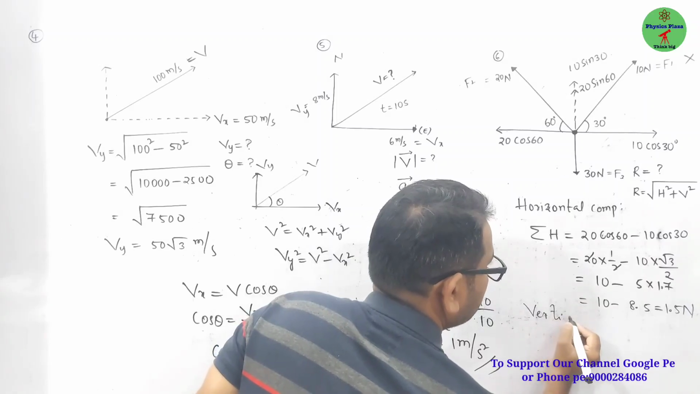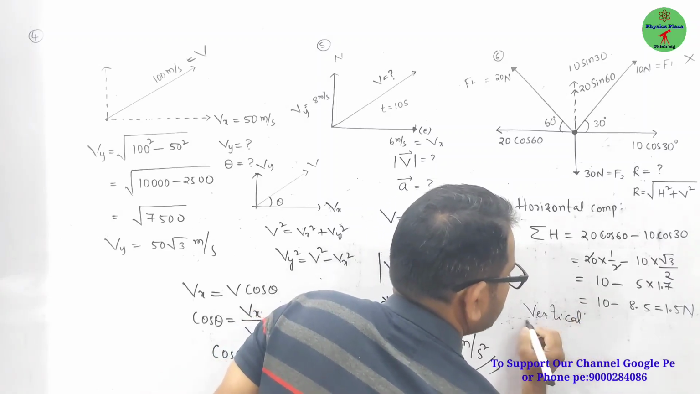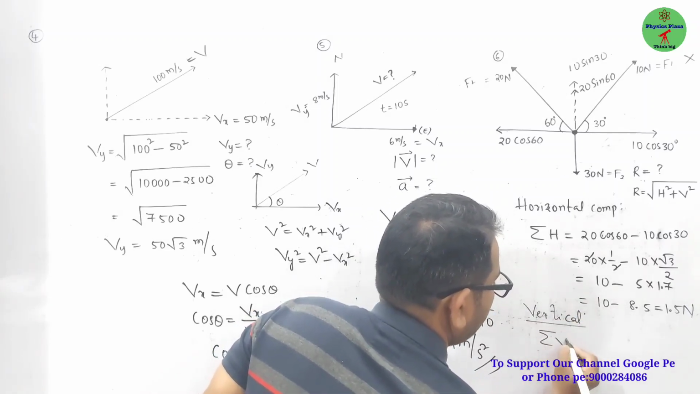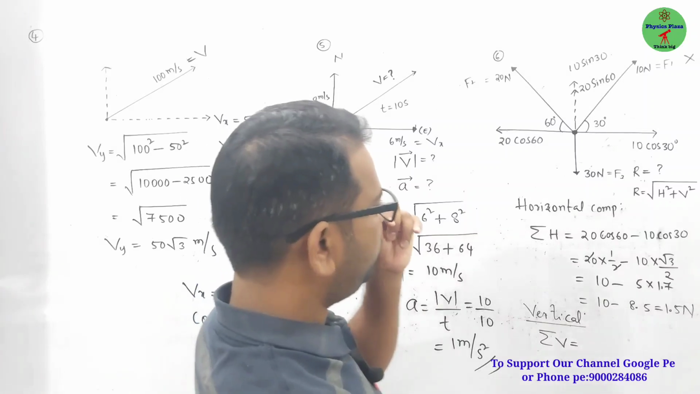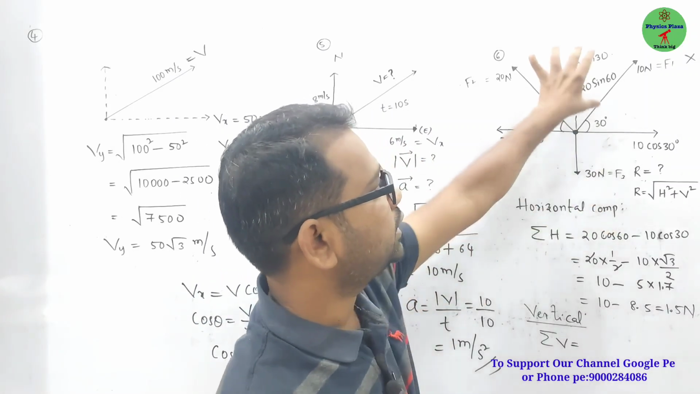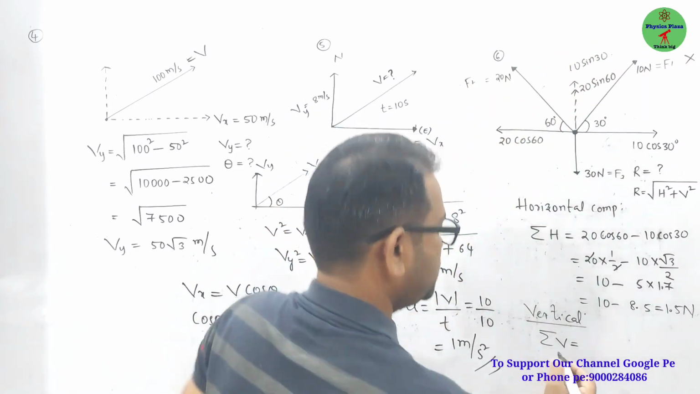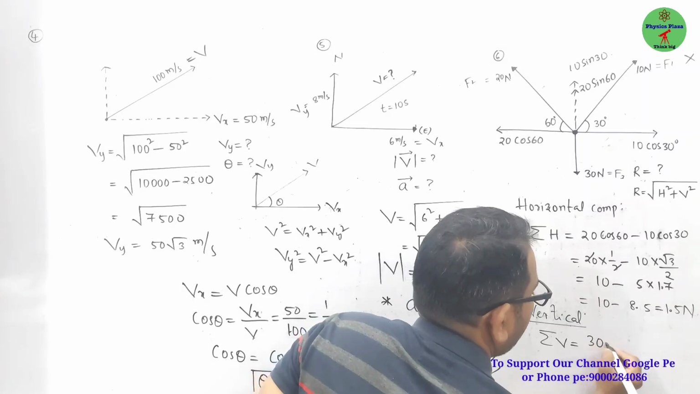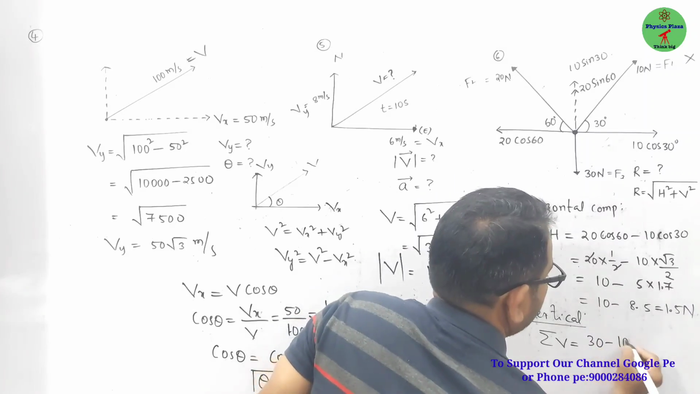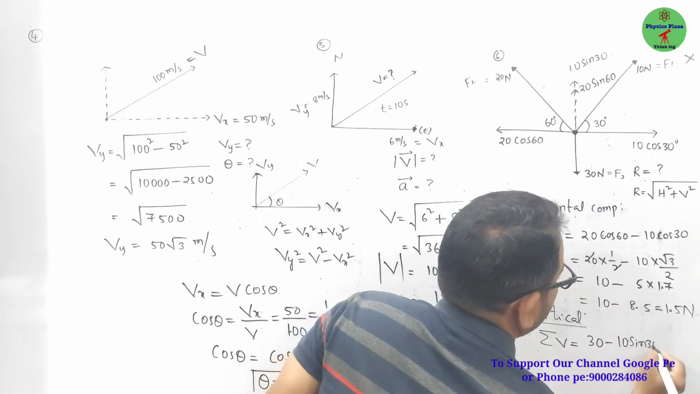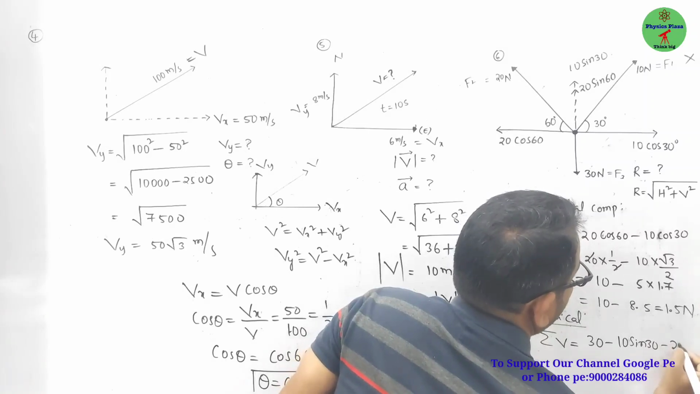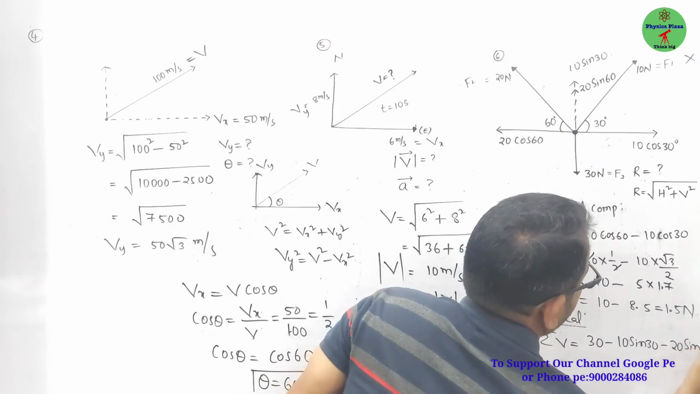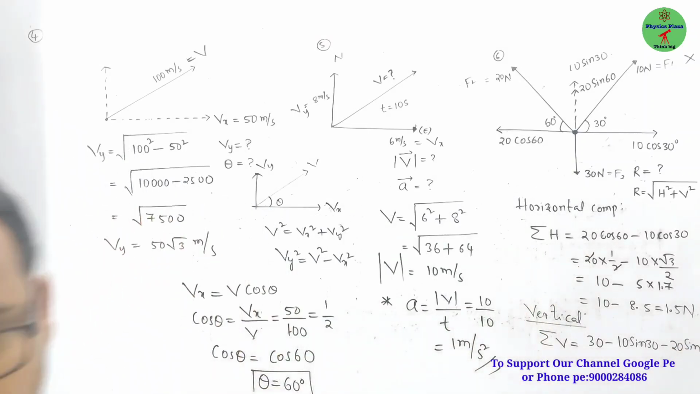Now children, vertical components. Now let us take it along the vertical. So summation of V is equal to, yeah. Now if you can see, obviously 30 is more than this. Again, don't get confused. So here I can do 30 minus 10 sine 30 minus 20 sine 60. Are you able to see this? Let me check. Okay, a little bit.